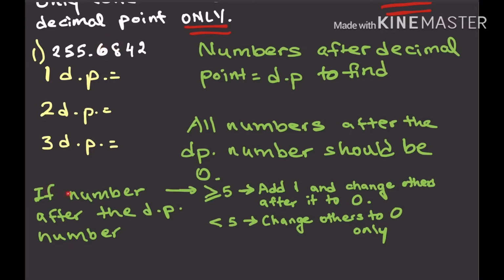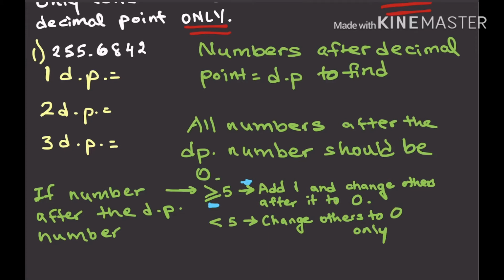As it says here, if the number after the decimal point number is greater than or equal to 5, we do this. Less than 5, we do this. So this is our decimal point number. So 1 dp, this is our dp number here, number 6. If the number after it, let's look at this word, is greater than or equal to 5, because our 8, we know that it is greater than 5, so we know that it would fall into this category. So we're going to look at this. So it says that add 1 and change others after it to 0.